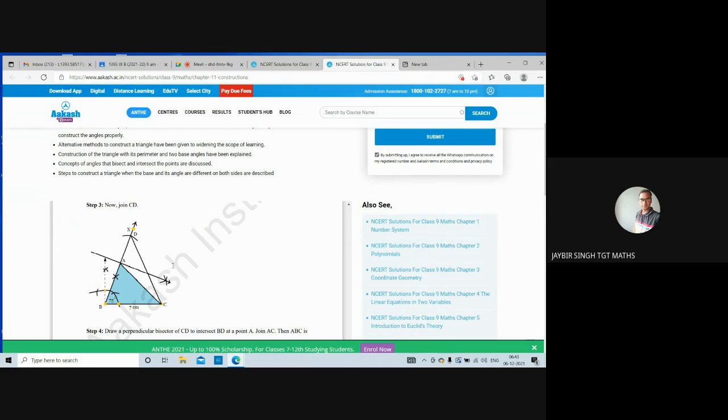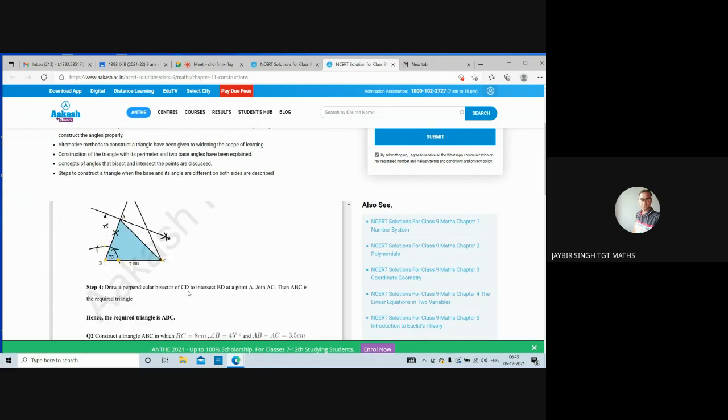Okay. Now draw a perpendicular bisector of CD. Perpendicular bisector means you have to take half of this line, or you have to bisect this line with the help of a compass like this. You will be getting a perpendicular bisector of line DC, which intersects BC at point A. Join A to C, then ABC is the required triangle.